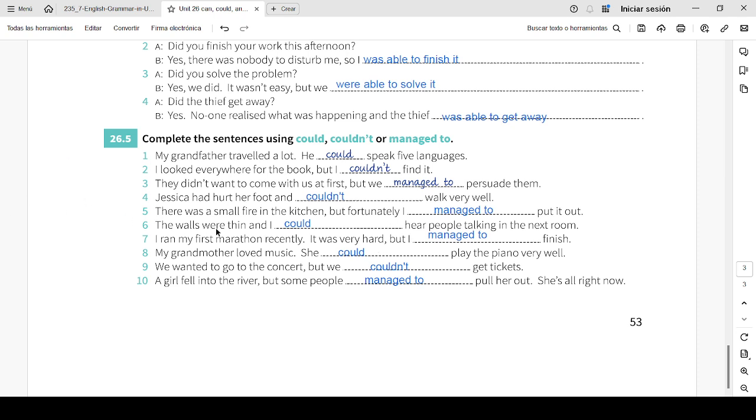There was a small fire in the kitchen, but fortunately, I managed to put it out. Right? We're talking about somebody having success in doing something. The walls were thin, and I could hear people talking in the next room.